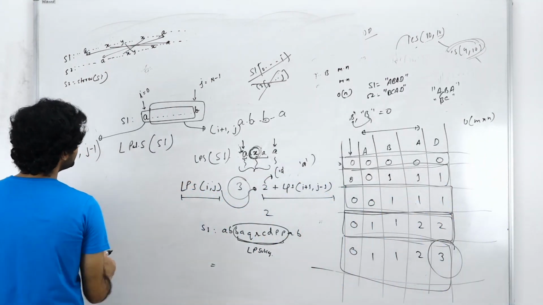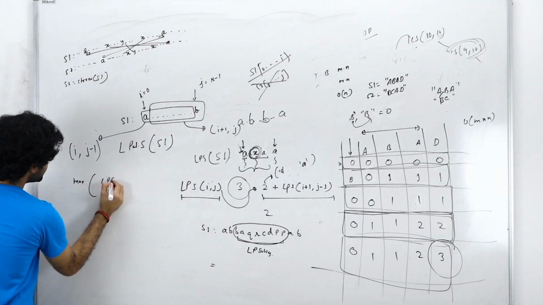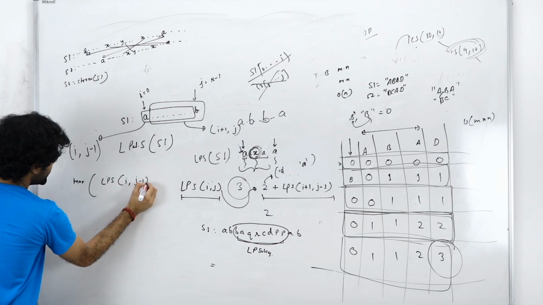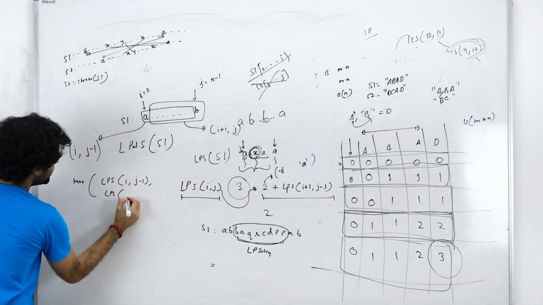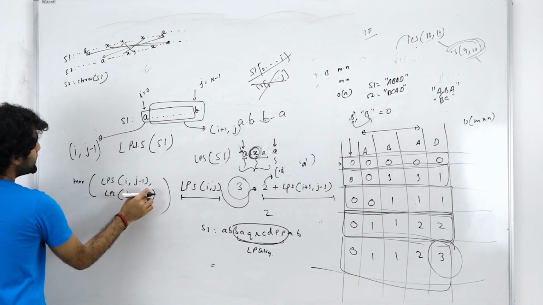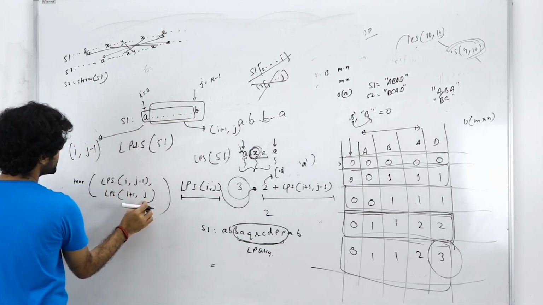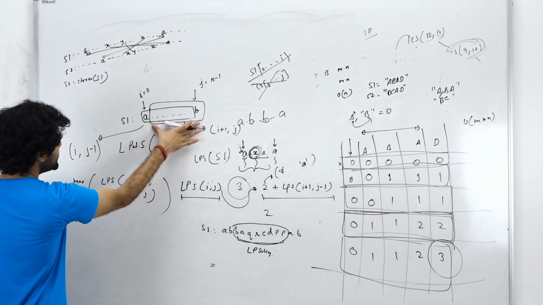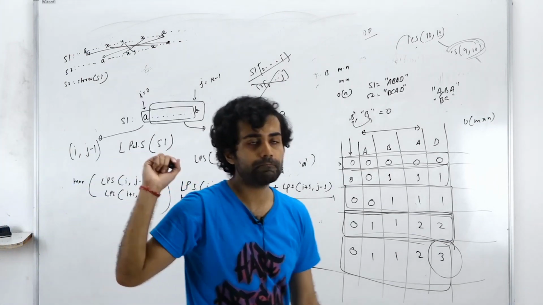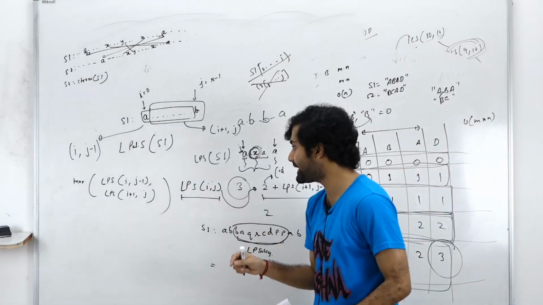So in this case, my answer will be max of LPS of (i, j minus 1) and LPS of (i plus 1, j). What is (i, j minus 1)? If I consider the portion from here to here, then what is my answer? And what is (i plus 1, j)? If I consider the portion from here to here, then what is the answer? Okay, because somebody wanted me to repeat that, I am repeating it again.